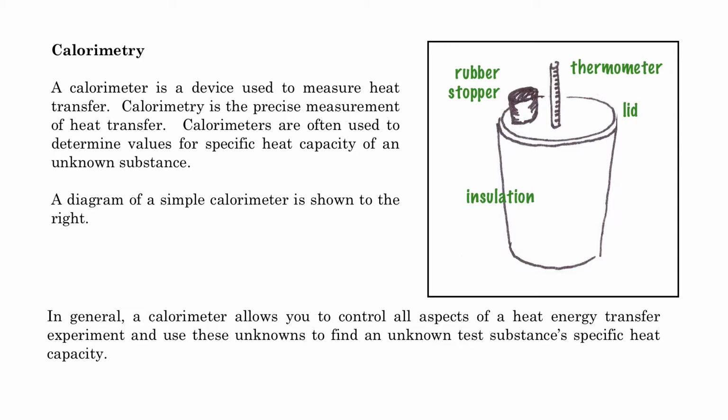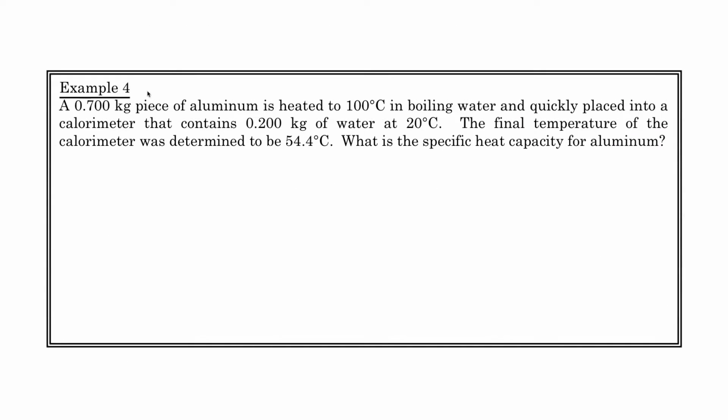And so this example number 4 presents a pre-lab question for the laboratory that we're going to do tomorrow. A 0.7 kilogram piece of aluminum is heated to 100 degrees Celsius in boiling water. And that's exactly what we're going to do in this lab. It's quickly placed into a calorimeter that contains 0.2 kilograms of water at 20 degrees Celsius. The final temperature of the calorimeter was determined to be 54.4 degrees Celsius. What is the specific heat capacity for aluminum?